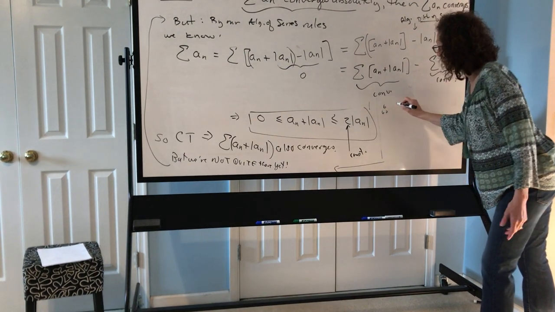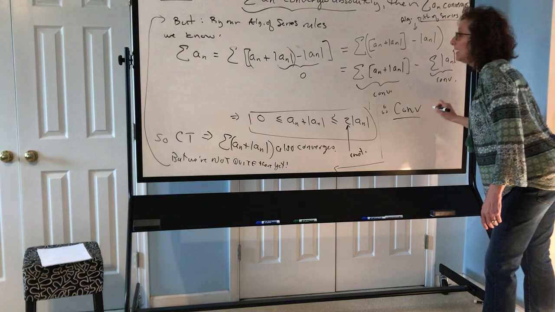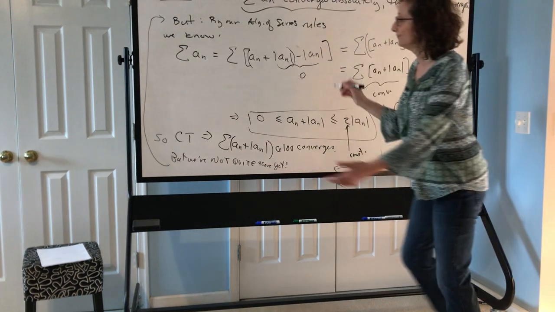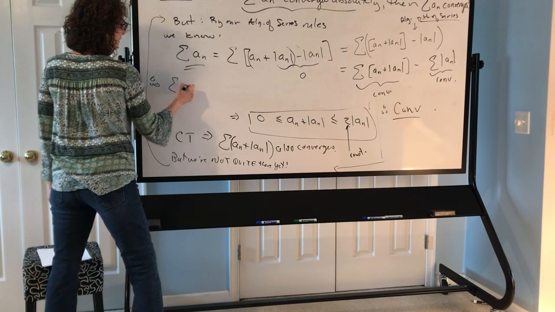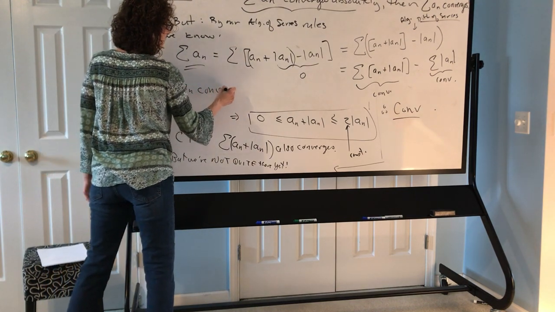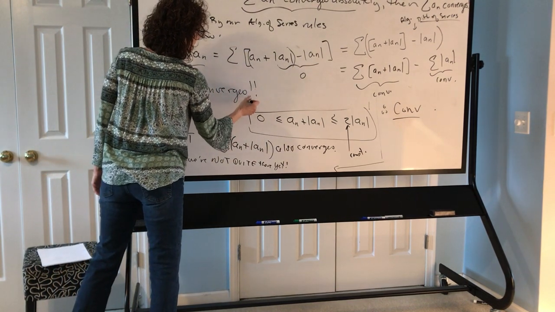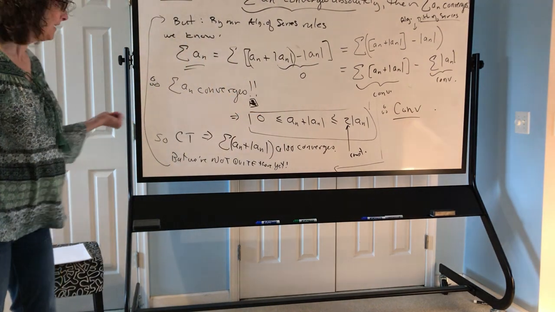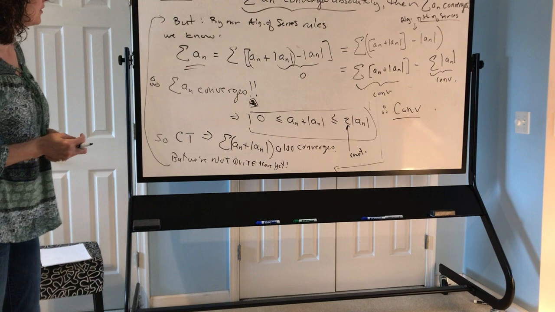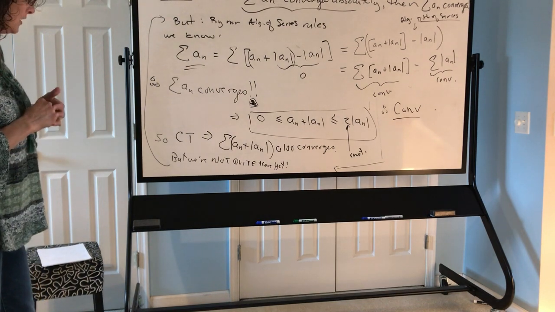Therefore, the whole thing converges. But what was that equivalent to? Our a_n, right? So therefore, this converges. Woohoo! Okay? Super fun using our various algebra of series ideas.